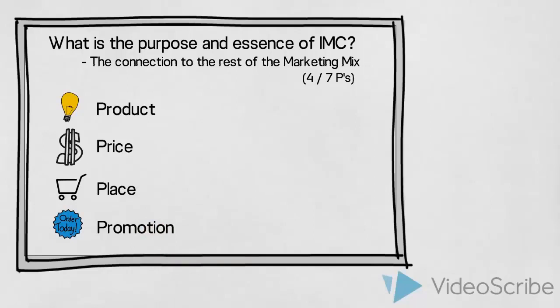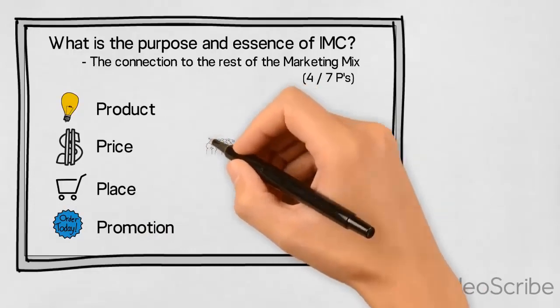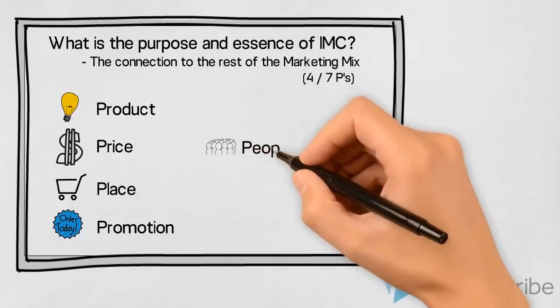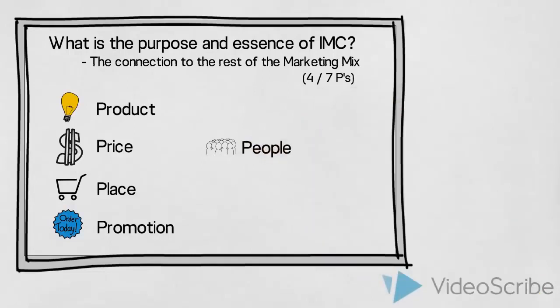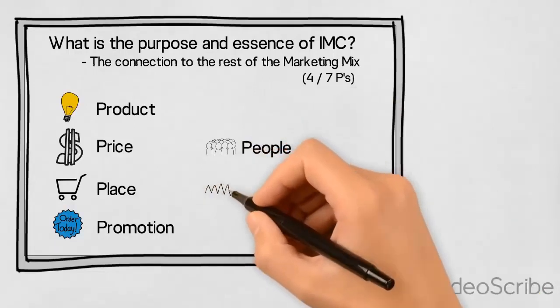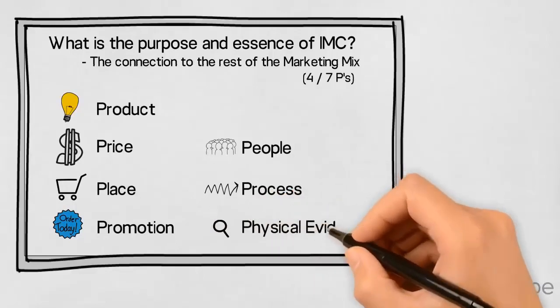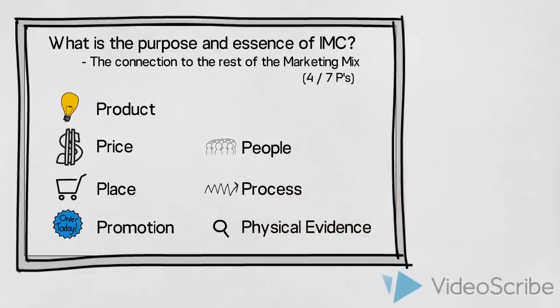If we're dealing with an offering that is better described as a service, or perhaps a product that includes large elements of service, we might also want to look at the additional 3 Ps. The people that are involved in delivering the service, the process that our customers will go through in order to receive our service, and the physical evidence, any visible or tangible elements that the customer will see, hear, or in other ways experience when receiving the service.